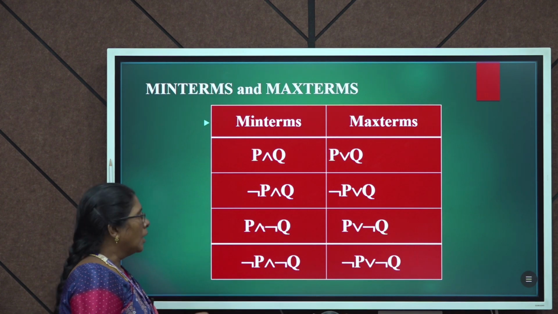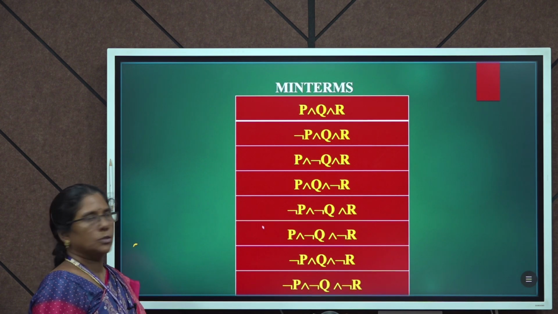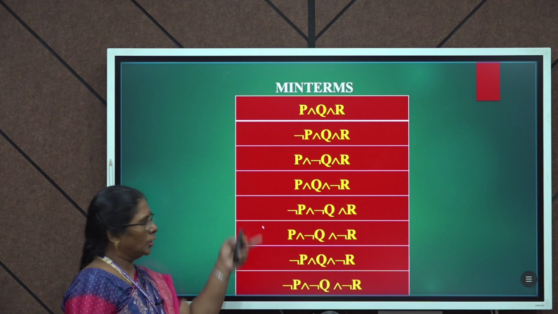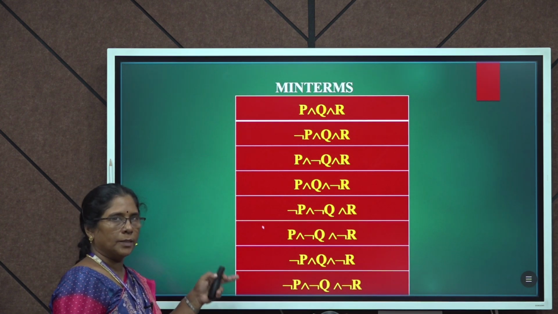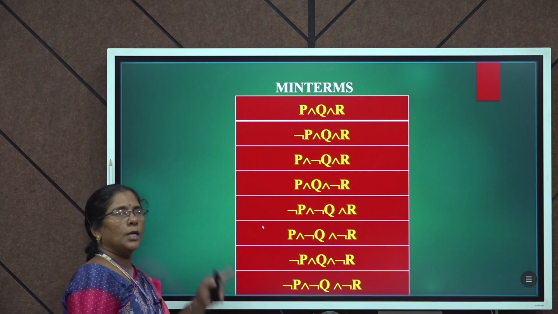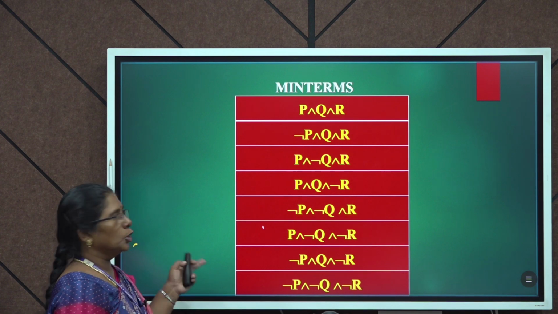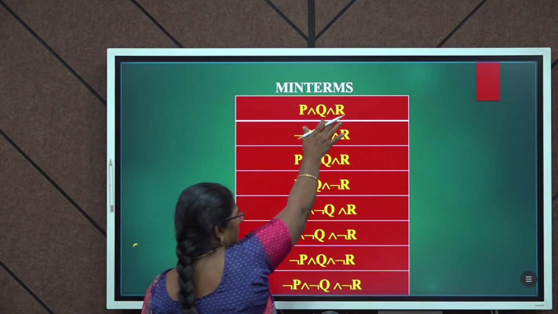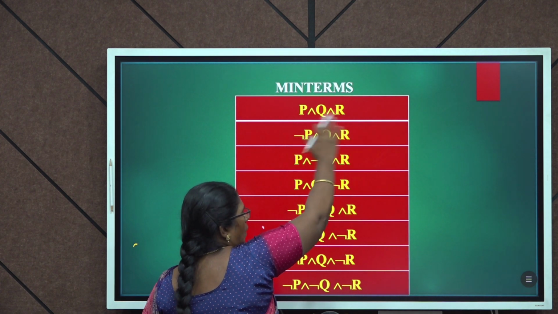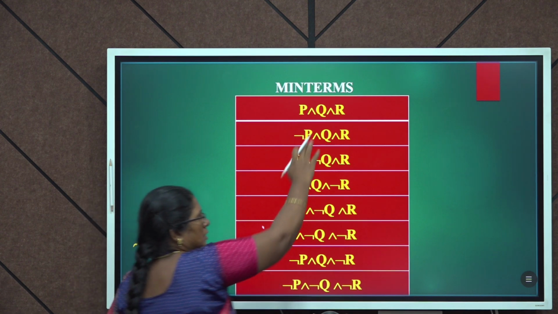Now let us see how to write maxterms or minterms when three variables are involved. So these are all the possible 8 minterms when the statement formula contains 3 variables P, Q, R. Here also you must follow the procedure which I told you already. The first variable has no negation. All the 3 variables must not contain negation. So this is the first minterm.